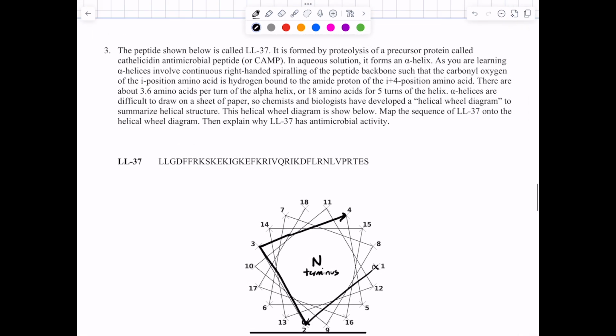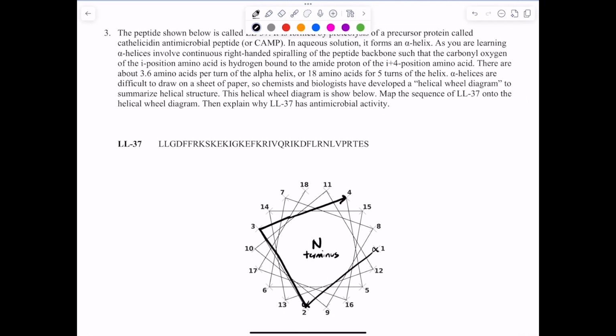So what I want to do is have you map the sequence of this peptide. It's called LL37, onto this helical wheel diagram. And we're going to start at the N terminus towards the C terminus.